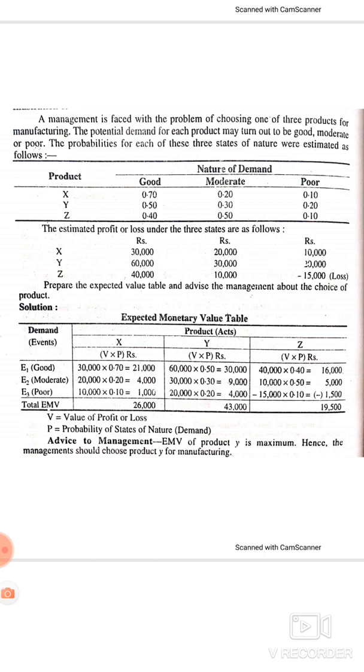Similarly we will do this for every product, and then we will add the values for product X across the nature of demand, whether it is good, moderate or poor, then for product Y and then for product Z. After adding all these values, we will see which is the highest value. The highest value is 43,000. So the advice given to management is that the expected monetary value of Y is maximum. Hence the management should choose product Y for manufacturing.